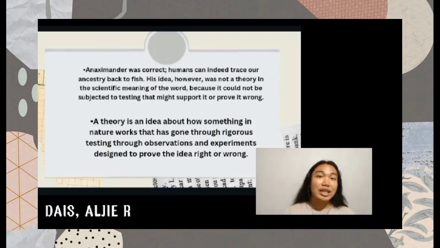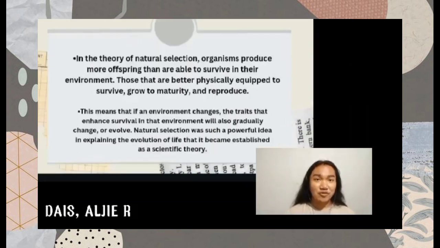Those that are better physically equipped to survive grow to maturity and reproduce. Those that are lacking in such fitness, on the other hand, either do not reach an age when they can reproduce or produce fewer offspring than their counterparts. Natural selection is sometimes summed up as survival of the fittest, because the fittest organisms, those most suited to their environment, are the ones that reproduce most successfully and are most likely to pass on their traits to the next generation.